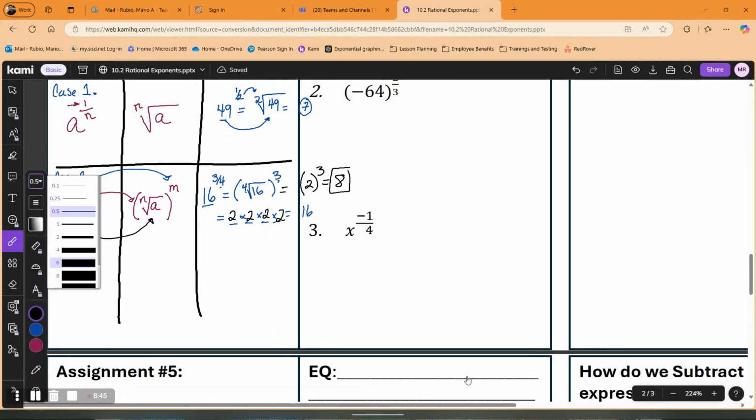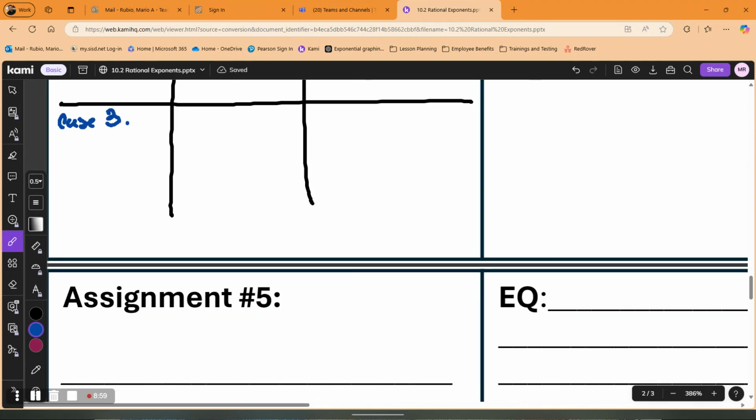Okay, let's look at case number 3. This is where you have any number raised to a negative fraction. The radical notation looks like this. We got to write the number 1, the division symbol or the fraction sign, and then you write the same number raised to the same fraction, but now it's positive. It will always follow this format.